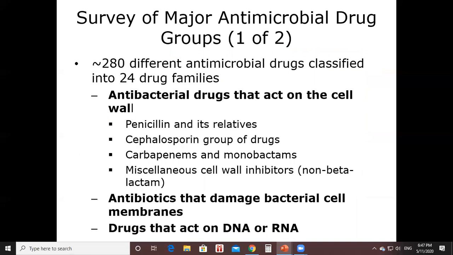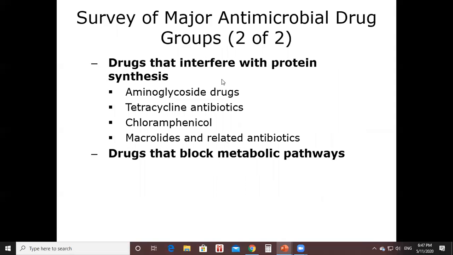Okay, so, a survey of the major antimicrobial drug groups. Like I said, I'm not going to require you to know the different drug groups, but know these major themes among antibacterial drugs: some act on the cell wall, some act on bacterial cell membranes, some act on DNA or RNA, some interfere with protein synthesis, and some block metabolic pathways.